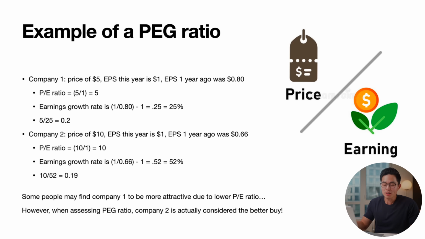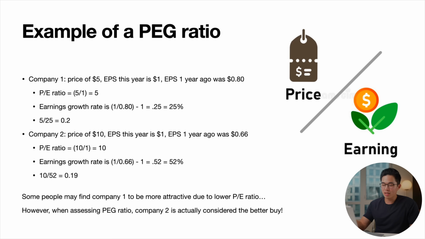So let's say we have company 1. They have a share price of $5. The earnings per share this year is $1, and the earnings per share 1 year ago was 80 cents. So first we calculate the PE ratio, which is going to be 5 divided by 1. And this gives us a PE ratio of 5. Next, we're going to calculate the earnings growth rate, and that's going to be 1 divided by 0.8. 1 is the earnings per share this year, and 0.8 is the earnings per share 1 year ago. You're going to subtract 1 from that, and that's going to give us 25%. You're going to do 5 divided by 25, and that gives us 0.2.